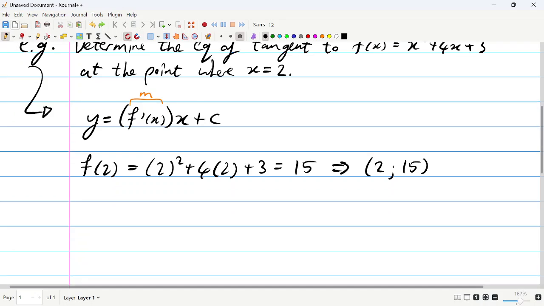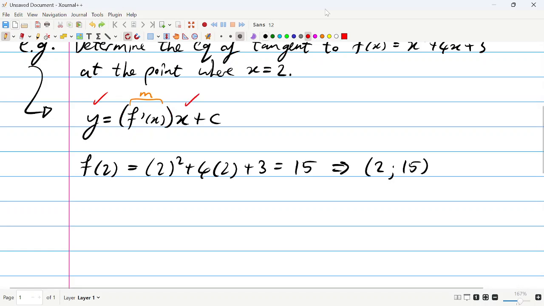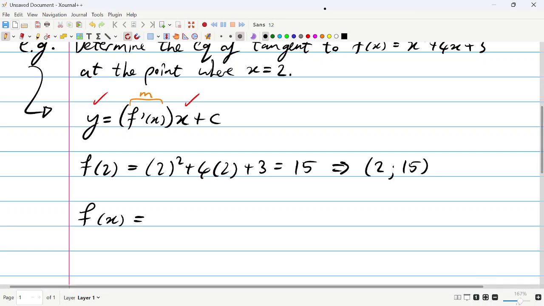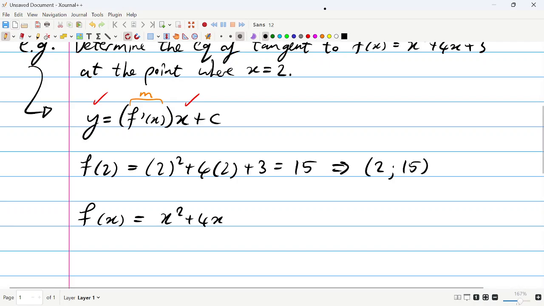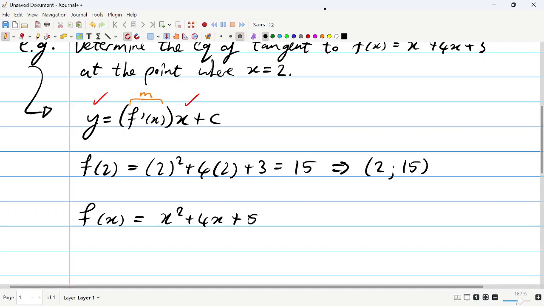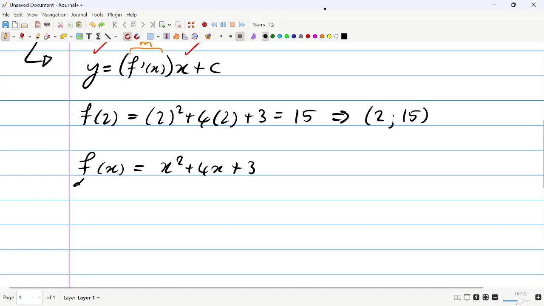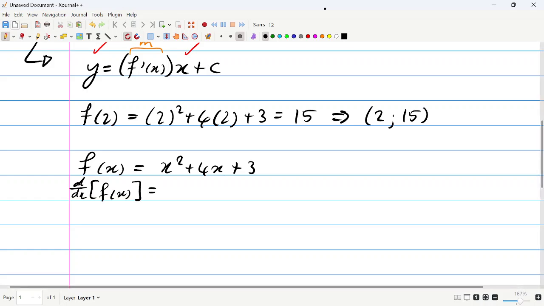But now remember, since we found our x and our y values, we need to find our f prime of x. And how do we do that? We need to look at the function of x, which is x squared plus 4x plus 3. And we need to take the derivative on both sides in order to get the first derivative. So therefore, all we need to do is take d by dx of f of x on both sides. So d by dx of x squared plus 4x plus 3.